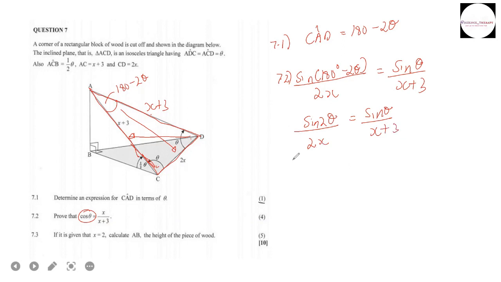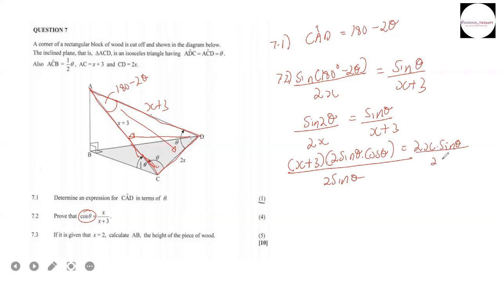Now let's cross multiply. If we cross multiply here, we'll have x plus 3 and then sine 2 theta. But then the sine 2 theta, we know it's a double angle. So let's just break it down to 2 sine theta cos theta. And then if we cross multiply these ones, this is 2x sine theta. Now let's get rid of the 2 sine theta. So the 2 sine theta will go on both sides. Now we are left with x plus 3 and then cos theta is equal to x.